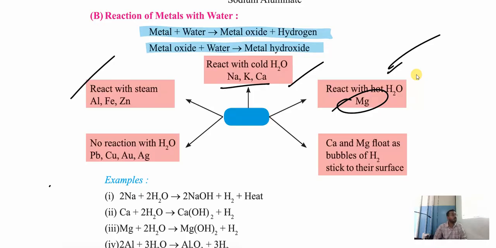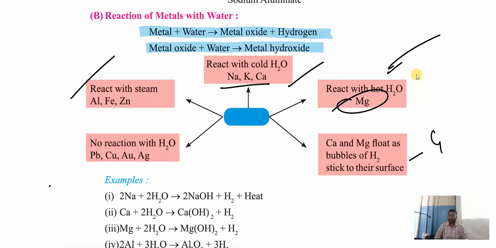And calcium and magnesium, they float on the water. They do not dissolve. You put calcium or magnesium on the water, they float on the water. Float का मतलब क्या बेटा? Ship. Have you seen the ship will float, right? It doesn't go inside the water. It's going to float on the surface of the water. Why? Because the bubbles of hydrogen stick to their surface. That doesn't allow these metals to go inside the water. So it's going to float on the surface of the water.